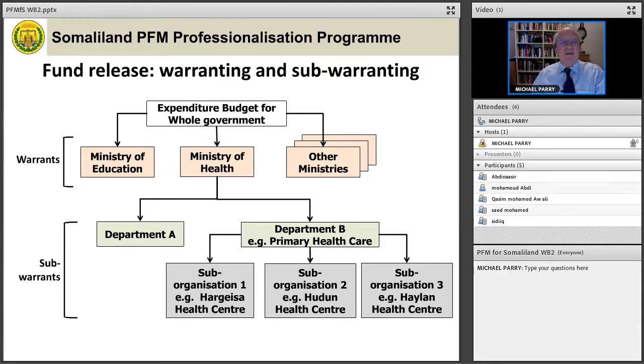Now, the detail of how that works is specific to each country, and it will be in your financial regulations and procedures in Somaliland, and it's not detail that you will be examined on. But the principle is one of warranting and then sub-warranting.